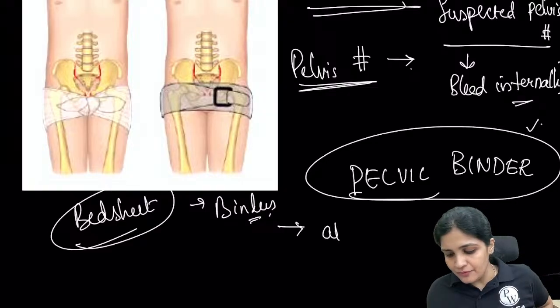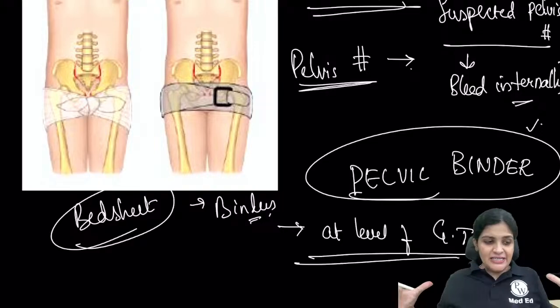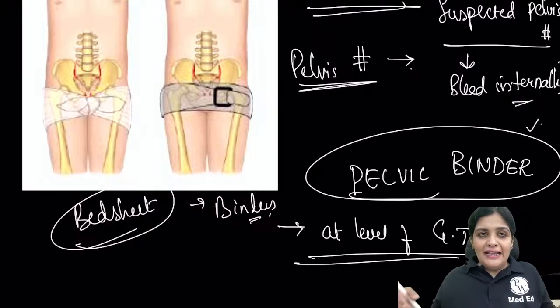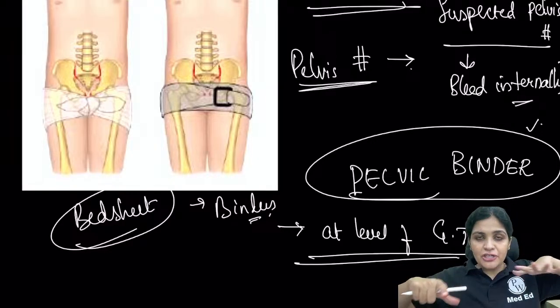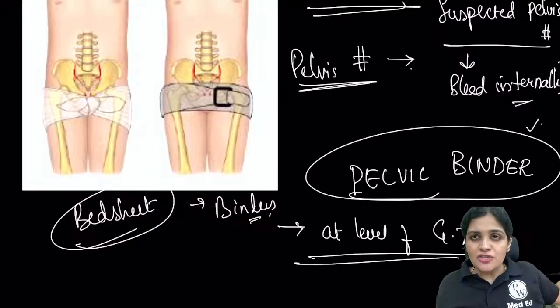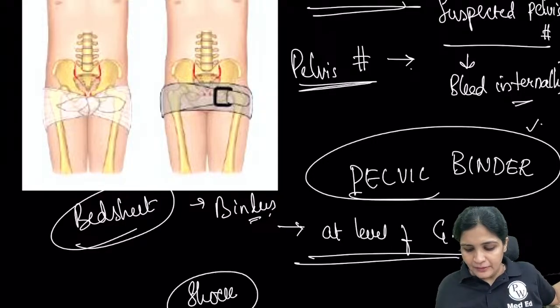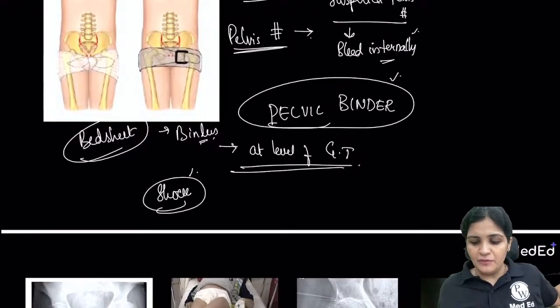At the level of greater trochanter. Both the GTs have to be combined. So you will identify the GT, and at the level of the GT, you will bind the pelvis tightly, either with a bed sheet or with the pelvic binder. This is to compensate for the loss of blood. Then you have to check the patient for shock. So this is one of the important questions.